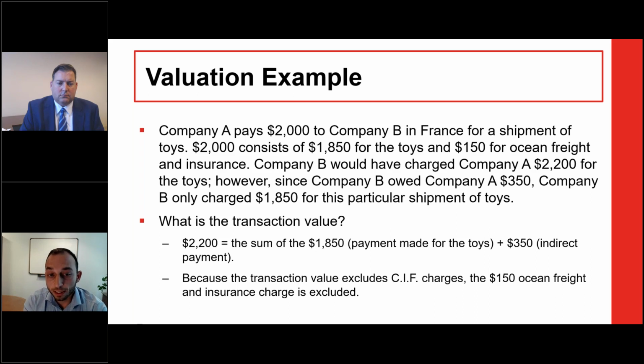The transaction value is the sum of the total payment made for the toys by Company A plus the indirect payments that Company B owed to Company A and waived as part of the transaction, and that will be $2,200 for that particular shipment. And because, as I tried to explain earlier, the transaction value does not include the CIF charges, the $150 for the ocean freight and insurance charge should typically be excluded from the transaction value that you submit to CBP.